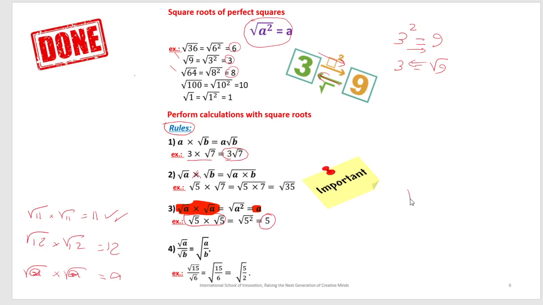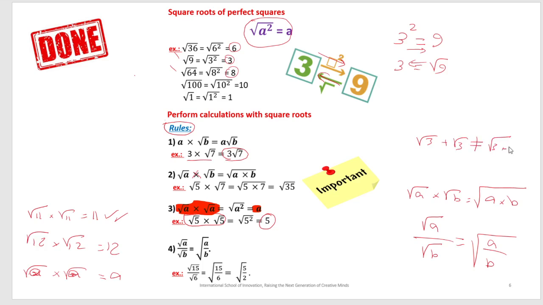Radical a over radical b equals radical of a over b. When I have multiplication, I write them under one radical, a times b, and when I have division, I also write them under one radical with the fraction inside. So I keep the radical. This is just for divide and multiply, but in addition, it's not. Radical 3 plus radical 3 is not radical 3 plus 3, not at all. So we can't apply it like this.